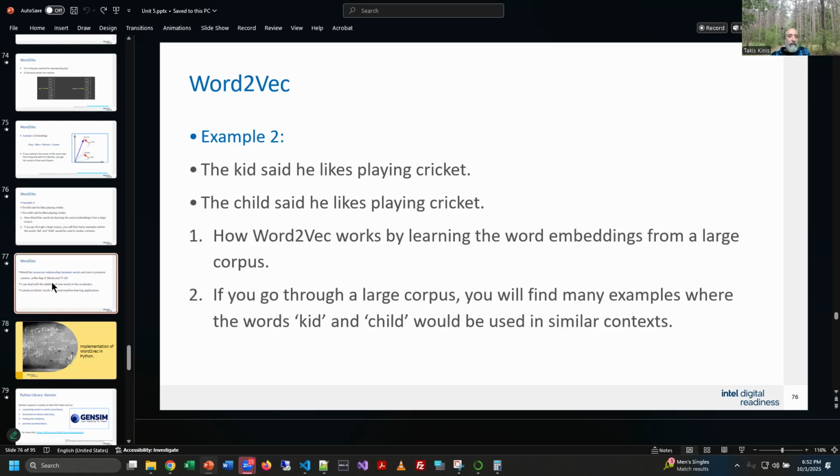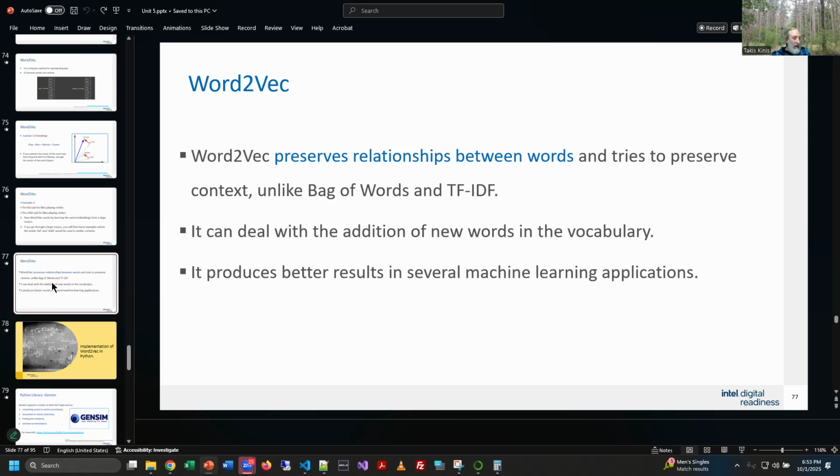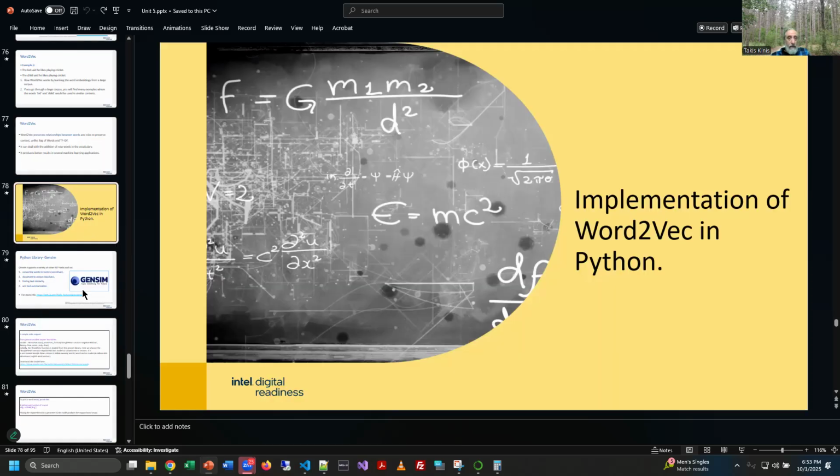Yeah, they are. Right. So the other aspect of this is it looks at the relationships between those words and preserves them in that context. The bag of words and the TF-IDF do not do that at all. They don't care what order the words are in or what the words mean, right? The other advantage is it deals with the addition of new words in the vocabulary. So if you give it new data, it builds its vocabulary, and ultimately it makes better results, especially in machine learning. And machine learning is how everything processes, folks.